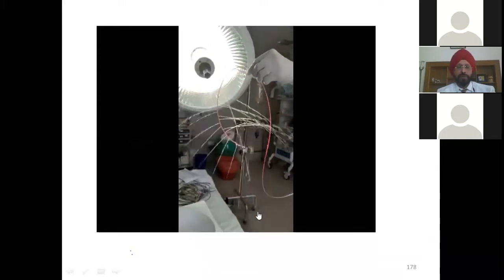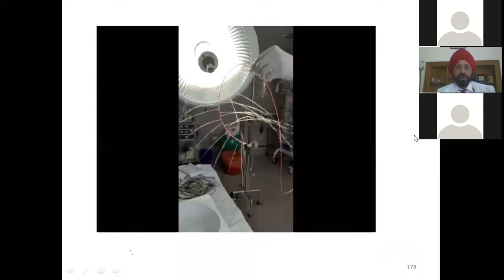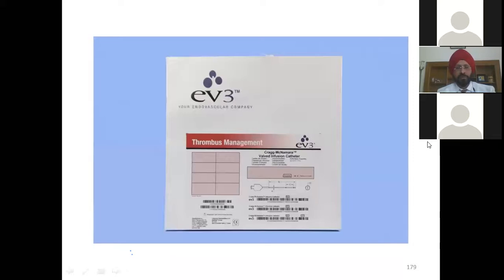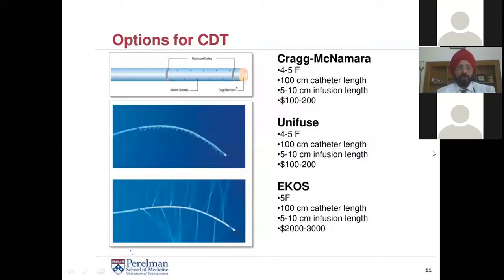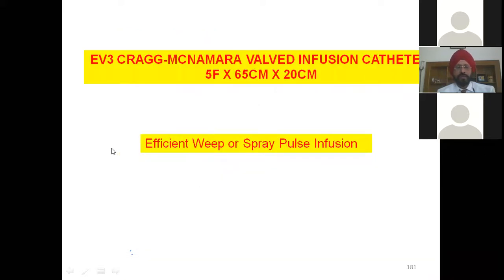This is the type of catheter we use. We have to push the lytic agent into the whole length of the clot. This is called a Cragg-McNamara catheter. It's very useful. Earlier, we just had those multiple-hole catheters, but now I'm using this in all my patients. You can see multiple holes. It's called a weep or spray pulse infusion. So we do a combination: we give a spray pulse and then a weep. That is, you just give 1 milligram per hour continuously via the catheter. And in this patient, of course, we gave it on both sides, the pulmonary artery and the DVT.